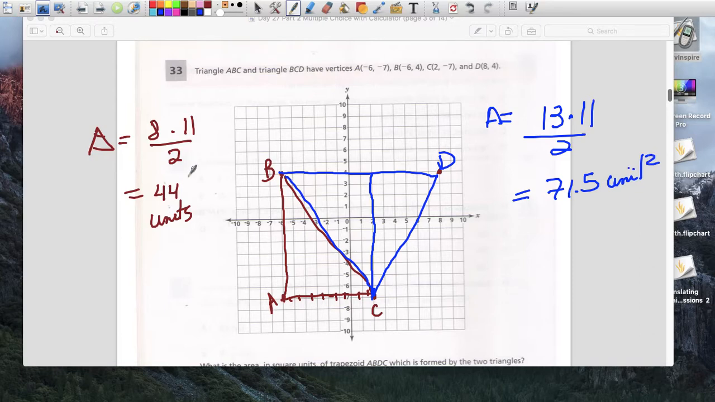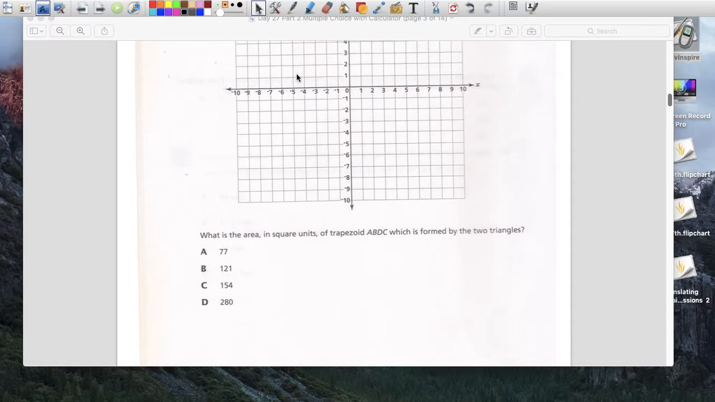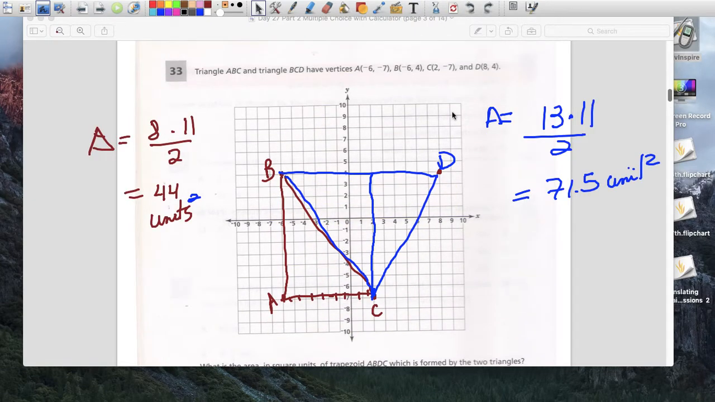units squared. So I believe they want the combined area, so we're going to add 44 plus 71.5. So that'll give us a total of 115.5. Let's see if that's one of our options, and that's not. Whoa, okay, so what did I do wrong?